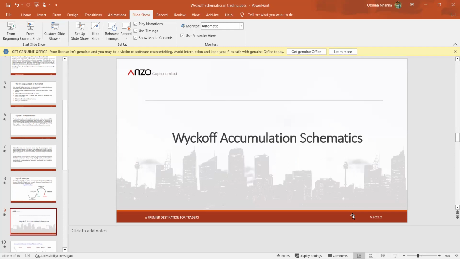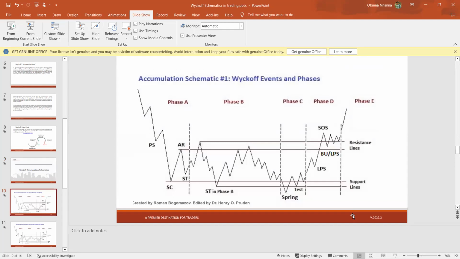Now, this is a blueprint. It's not going to look exactly like this every single time. However, it will look something like this. What he discovered from studying price is that, first of all, in phase A, this is an accumulation schematic. That means we want to see price go up, which means price must already have been coming down. So this market is bearish, price is coming down.